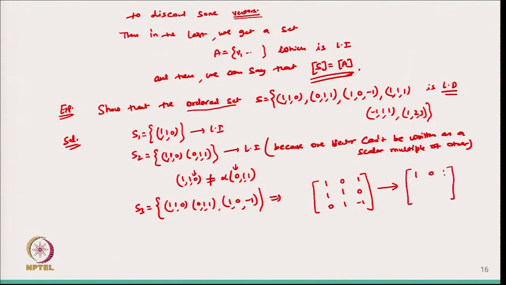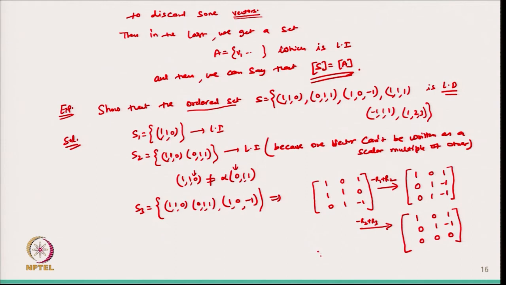So, it is 1 0 1, I can make it 0 by multiplying. So, I can multiply minus R1 plus R2. So, it will be 0, that is 1, and it is minus 1 0 1 minus 1. Then I will again want to make this element 0. So, I will apply minus R2 plus R3. So, this is 1 0 1 0 1 minus 1, then 0 0 0 because these are same element.